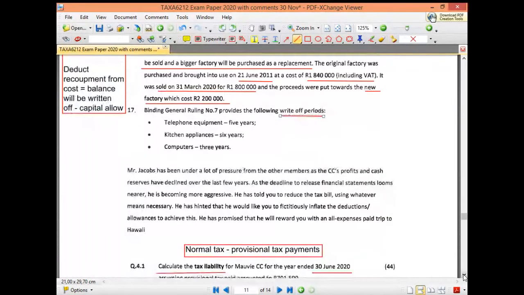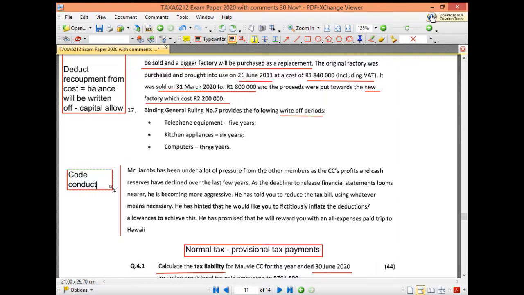Okay, then the last paragraph just talks about the fact that they're under a lot of pressure to try and improve the cash, and they want you to do whatever you need to make the tax bill less than it should be by inflating deductions or reducing the income, and they will pay you, take you on holiday if you do it. This type of information, they did not ask it, but this would generally link in with the code of conduct if they were to ask it.